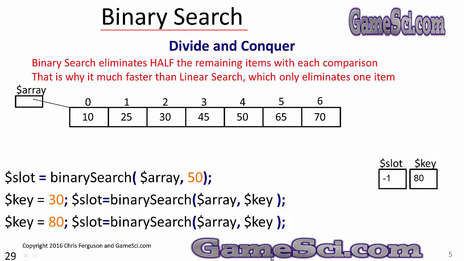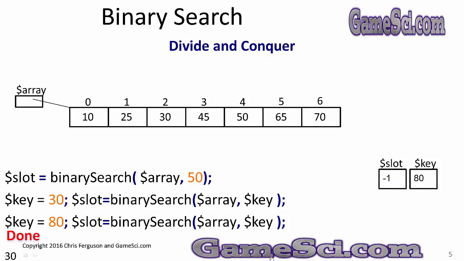Binary search eliminates half the remaining items when doing a comparison. That's why it's much faster than linear search, which only eliminates one item. The only drawback, though, is binary search data has to be sorted.